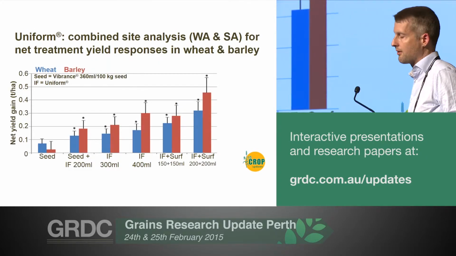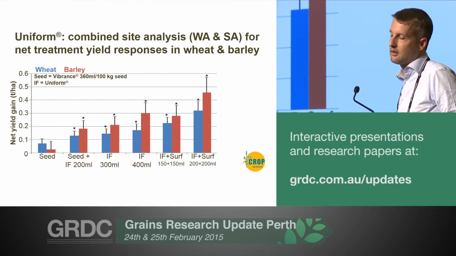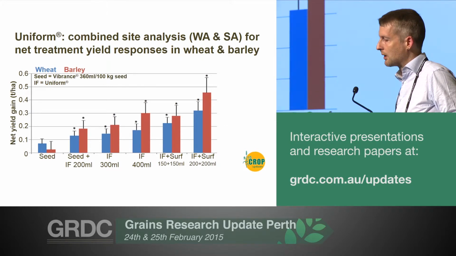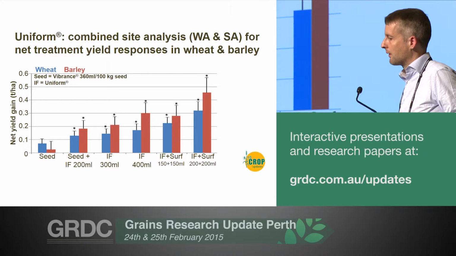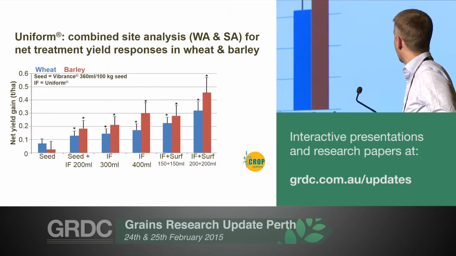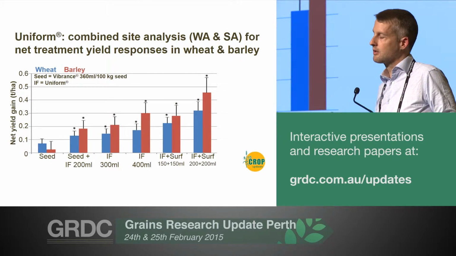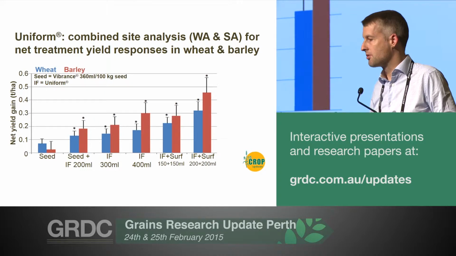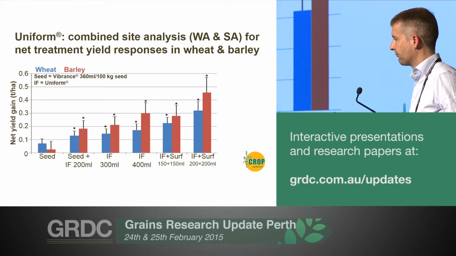Just to show you now the yield data, in this particular program we had up to, I think, 15 trials for each treatment, and we also had wheat and barley, okay, that we trialled. The ones with the stars are the ones that are again significant in the combined site analysis, which includes the WA and South Australia trials.